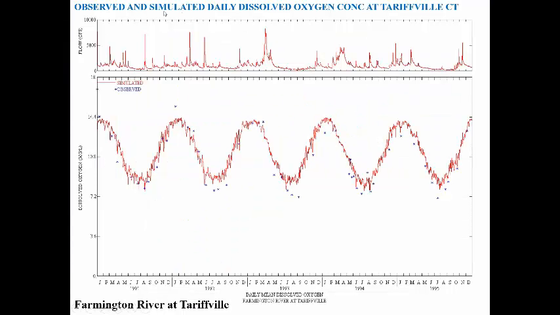Here are the results for the observed and simulated daily concentrations at Tariffville. This is on the Farmington River, and you can see we track the concentrations really well. We do reasonably well on some of the low concentrations, but you can see we're not getting down into very low values here. It's not approaching values of 5, so it's really doing pretty well, with relatively high values of DO throughout.